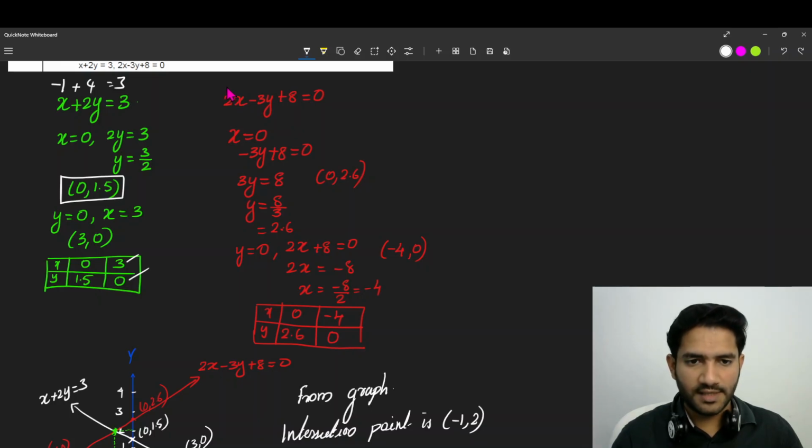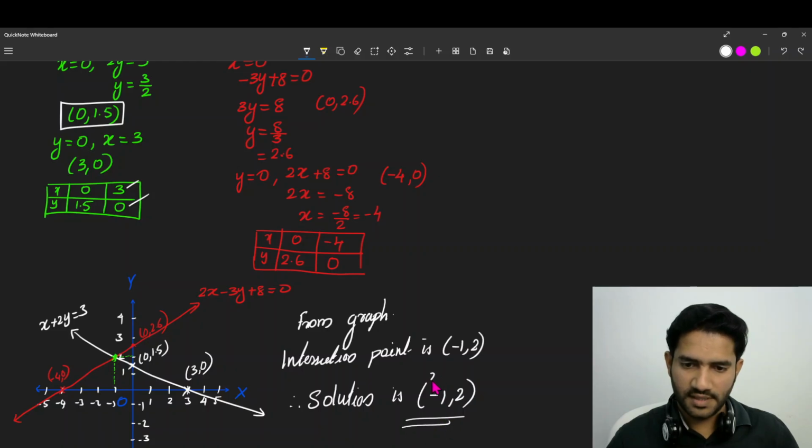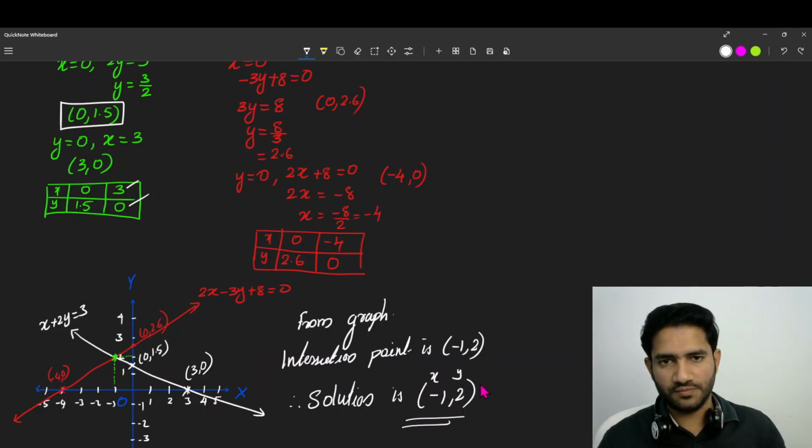Again here, x equal to -1, so it will be -2 minus 3 into 2. 3 into 2 means 6. So it's also equal to 0. It's also satisfying. So you can verify your answer by substituting the values. So this is the solution. Therefore, the solution is -1, 2. Or you can say that x equal to -1, y equal to 2.